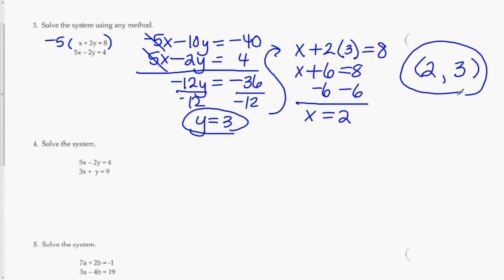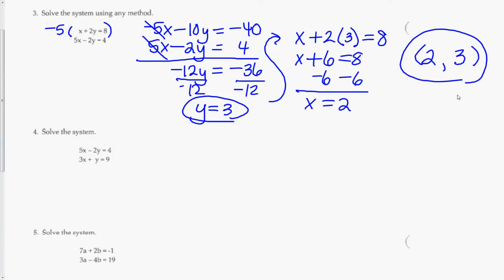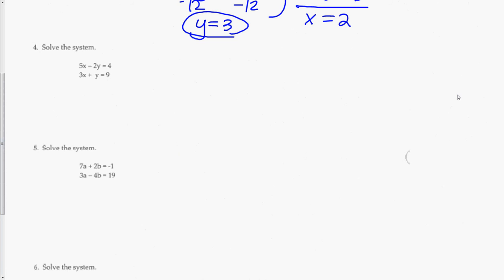Okay, let's move on. Let's do the next two. They're all pretty similar once you get the hang of doing them. Now on this one, I have a negative 2y on top and a positive y on the bottom. So this time I'm going to use the bottom equation. And if it were a 2y in the middle, they would cancel. So I'm going to multiply that equation by 2. So in this case, the top equation stays the same. And I'm going to multiply the bottom equation by 2. So that's going to give me 6x plus 2y equals 18.